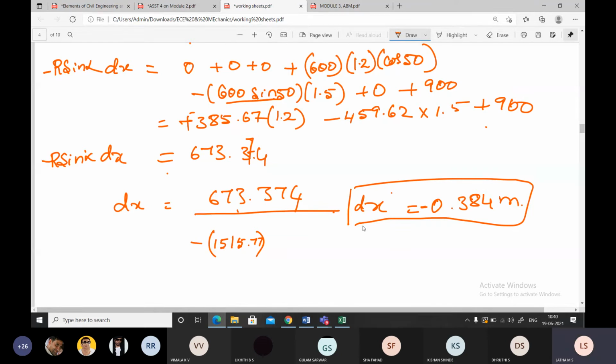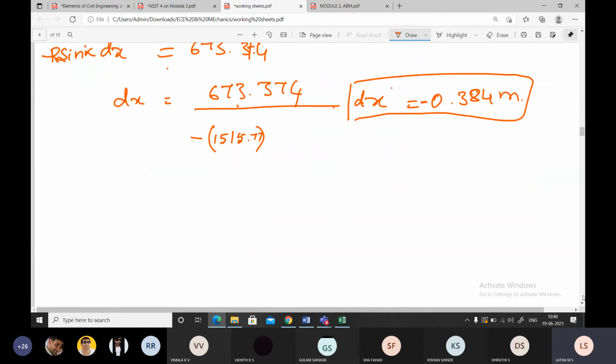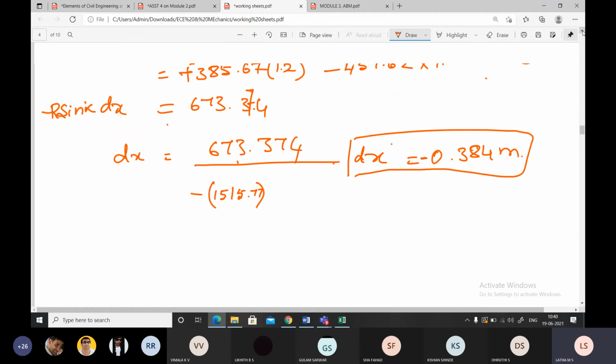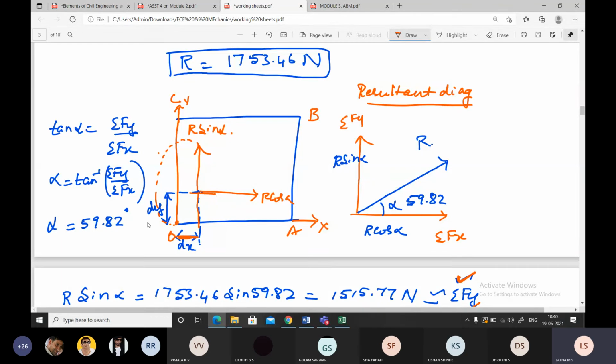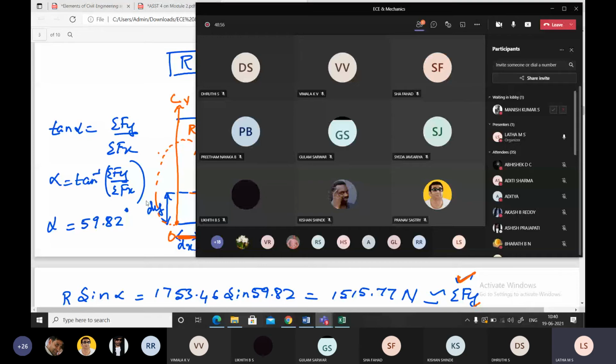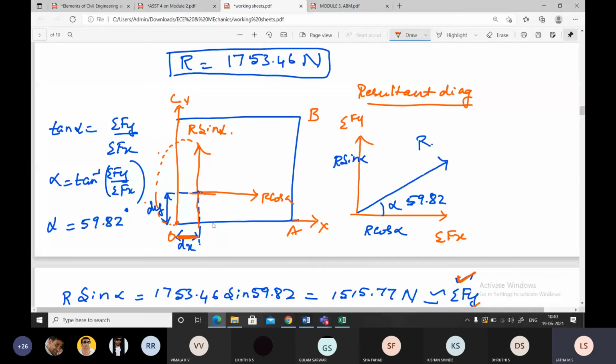Similarly, do it for dy. dy also, students. In doing dy, what is the difference you find? Did you all get the point here? dx you are getting as minus 3.84. That means it is not to the positive, it is to the negative. It is having a negative value. It is not a positive, it is a negative component. It has to come to the other side.